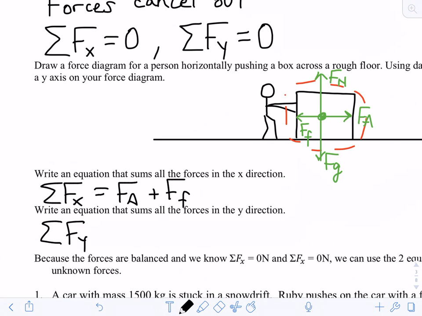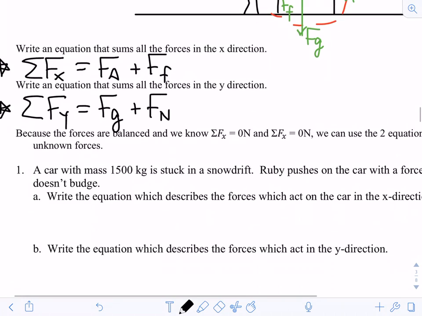In the y direction, what forces do we have? Well, we have the force of gravity, and we have the normal force. And so we would expect those forces to sum to 0 when we add the two of them together. Okay? So using these two equations that we've written, these little sum of forces equations, we can actually solve for these forces.